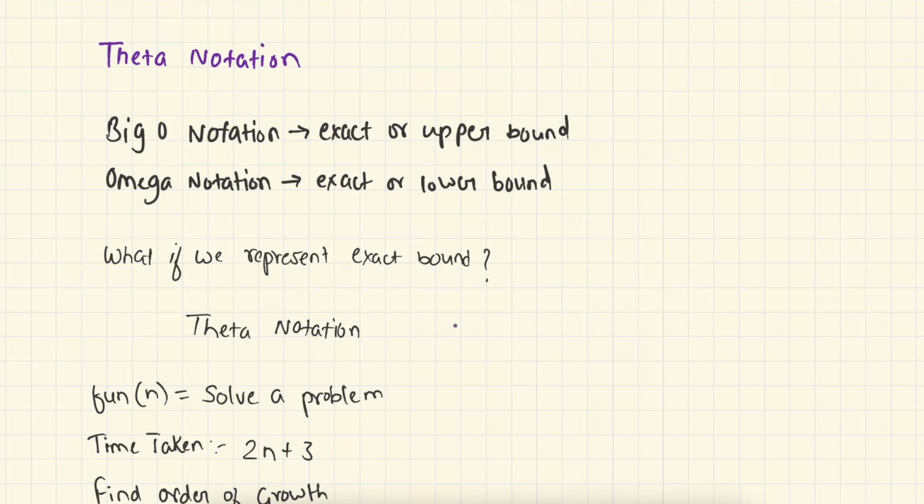Big O notation represents the upper bound of a function. It means your function is going to take at most this much amount of time, but it may take less time also. Omega notation represents the exact or the lower bound. It tells us that our function is going to take a minimum of this amount of time, but it depends upon the input. If the input becomes large, then it may take more time also. The order of growth may increase. It depends. So this is all about it.